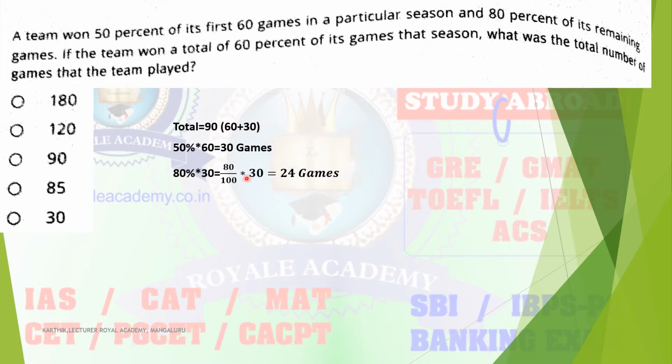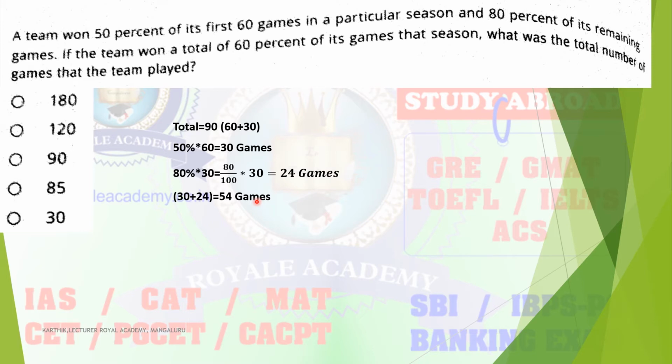80% of 30 is how much? 80% of 30 is 24 games. Then 30 games in the first half and second half is how much? 24 games. 80% of the remaining 30 games is nothing but 24 games. So how much? 30 plus 24 is 54 games.